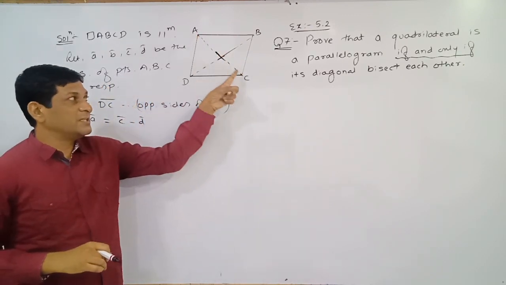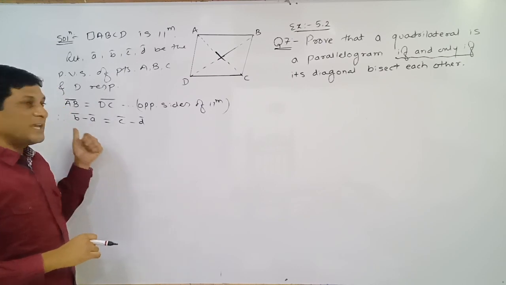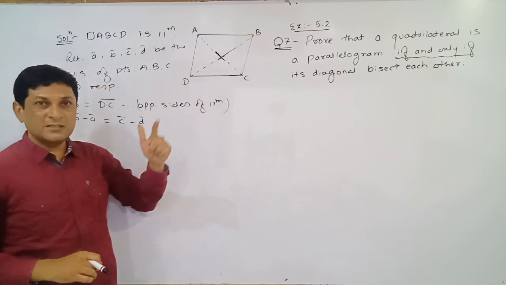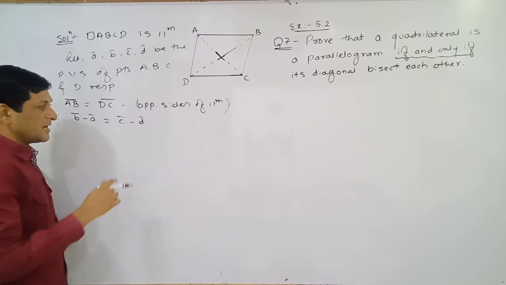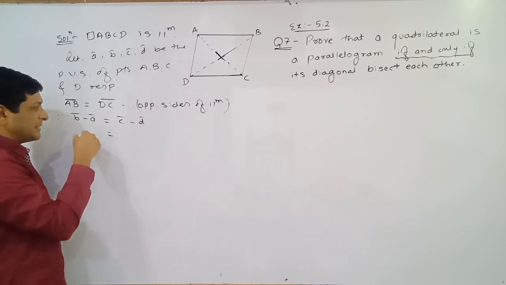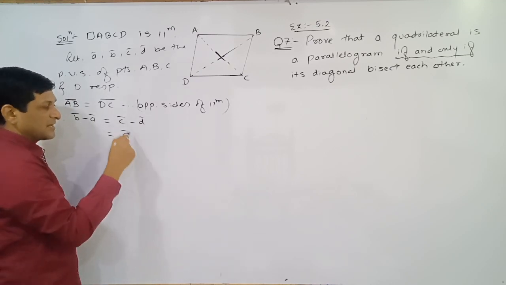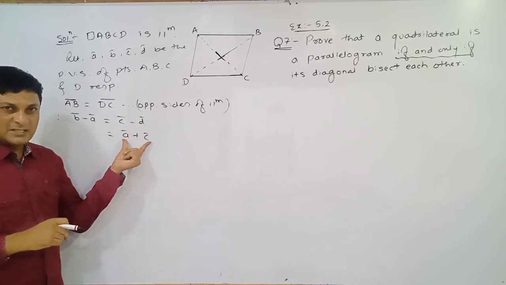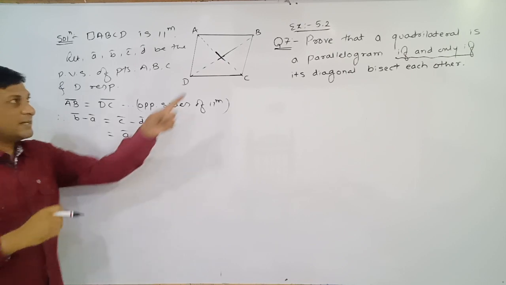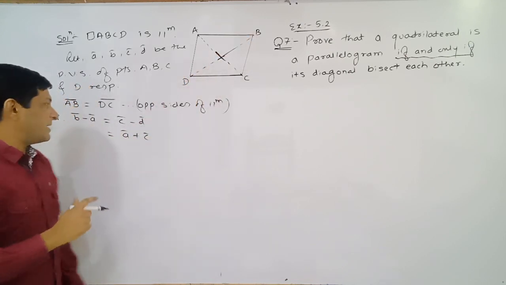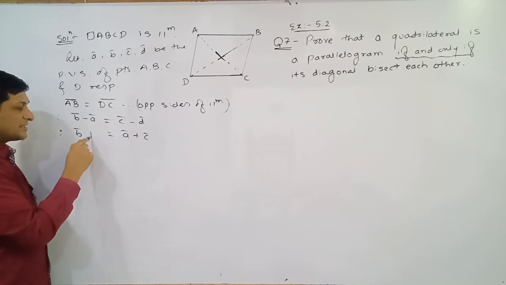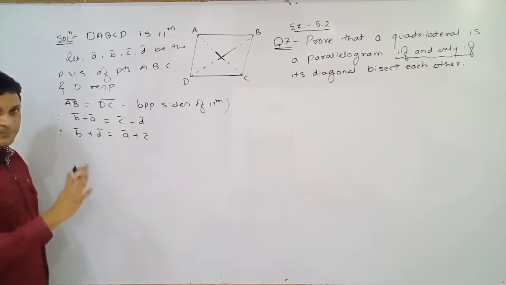So the first diagonal is AC. So collect the terms of A bar and C bar on one side, and the second diagonal is what? BD. So collect the terms of B bar and D bar on the other side. So this minus A bar on this side will become plus A bar. Keep plus C bar as it is. So we have collected the terms of A bar and C bar on one side. On the other side, collect the terms of B bar and D bar. So here keep this B bar as it is. Minus D bar on this side will become plus D bar.